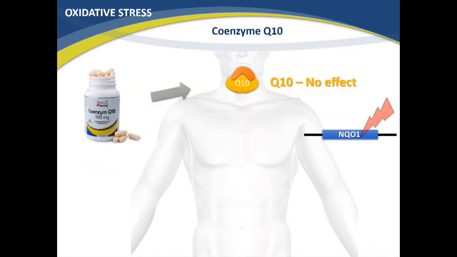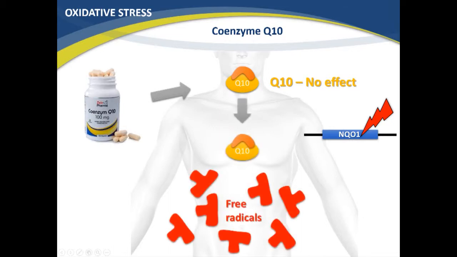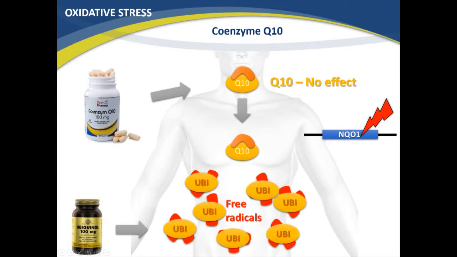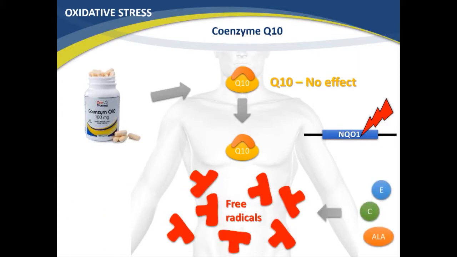So what is happening in these people: you get the genetic variation, the coenzyme Q10 cannot be converted, and free radicals are not neutralized. So one thing you could do, instead of taking coenzyme Q10, if this gene has this genetic variation, is take the active ubiquinol that doesn't need to be converted anymore, and that can then neutralize the free radicals. Or alternatively, there are other free radical inhibitors like vitamin E, vitamin C, alpha lipoic acid. They have a similar role, and they can also neutralize free radicals.